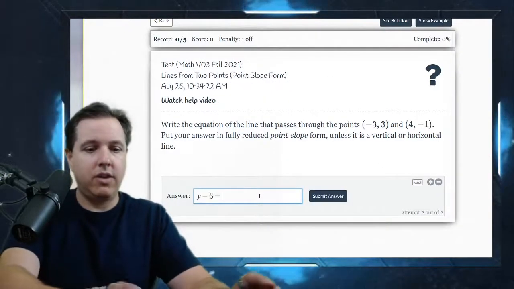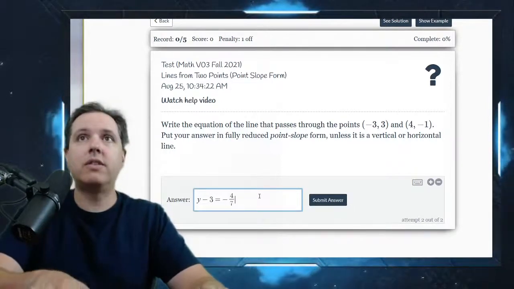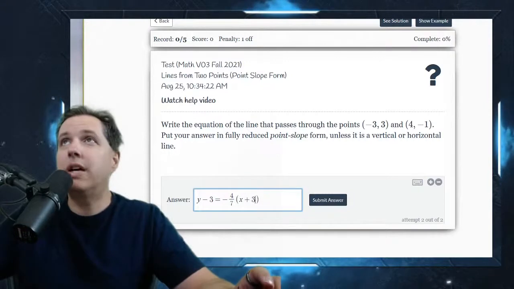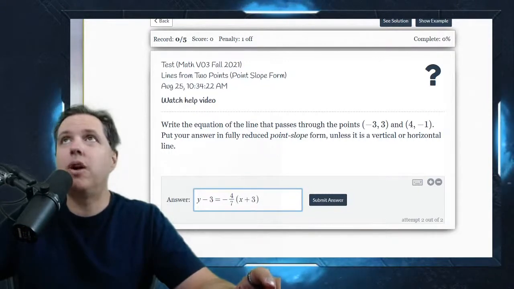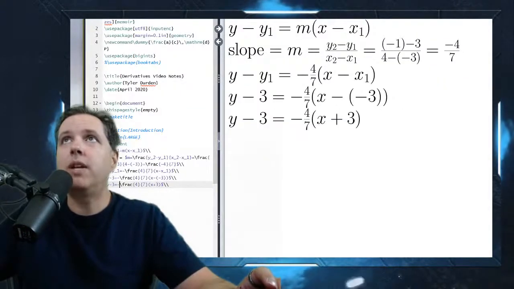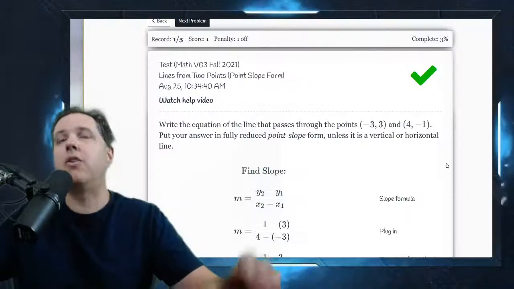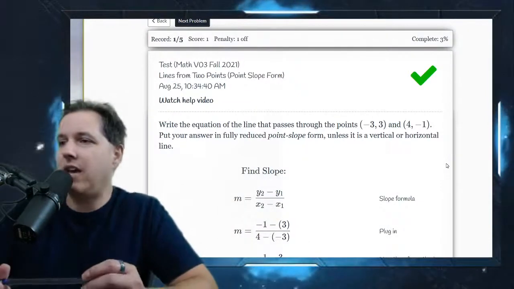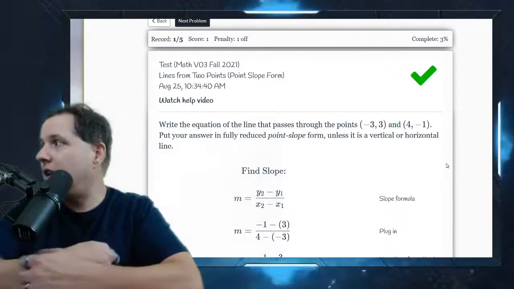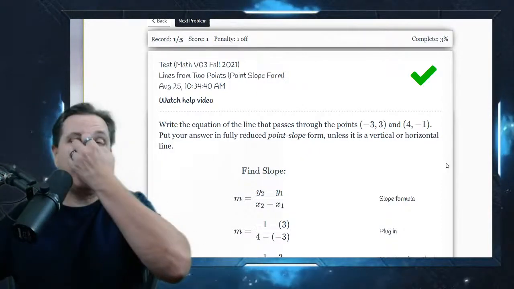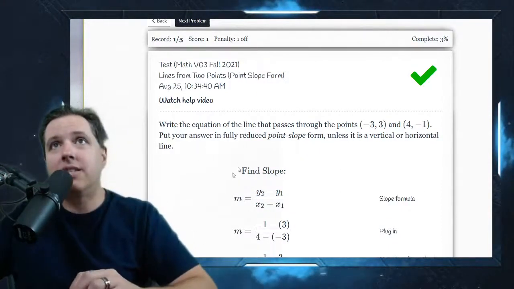Y minus 3 equals negative 4/7 x plus 3. Let me double check so I don't end up having to do a whole new problem. Y minus 3 equals negative 4/7 x plus 3. Submit answer. Yes. Okay. So I just left that negative off. I know students do that a lot. You can see it's an easy thing to do, right? Easy mistake to make. And you can see they did it the same way here.